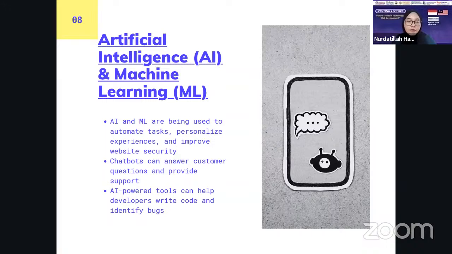So the first area that we're going to take a look at that gives an impact is artificial intelligence and machine learning, right? They are having a major impact on web development. AI and machine learning can be used to automate tasks, personalize experiences while you're browsing or using any website, and it could improve website security as well. For example, a common feature that you always stumble upon is the chatbot. The chatbot can answer customer questions and provide support, while AI powered tools can help developers write code and identify bugs.